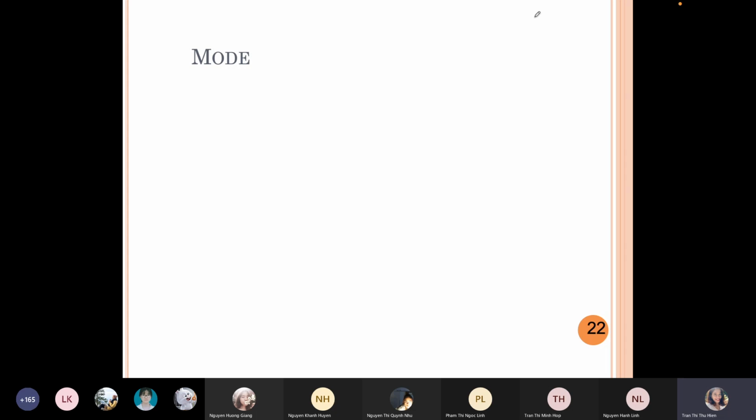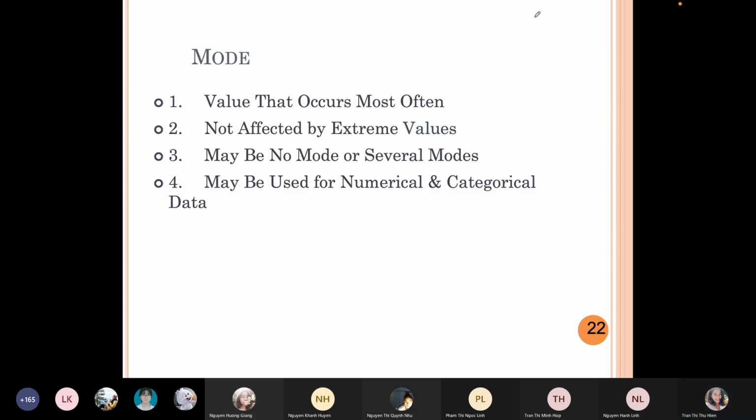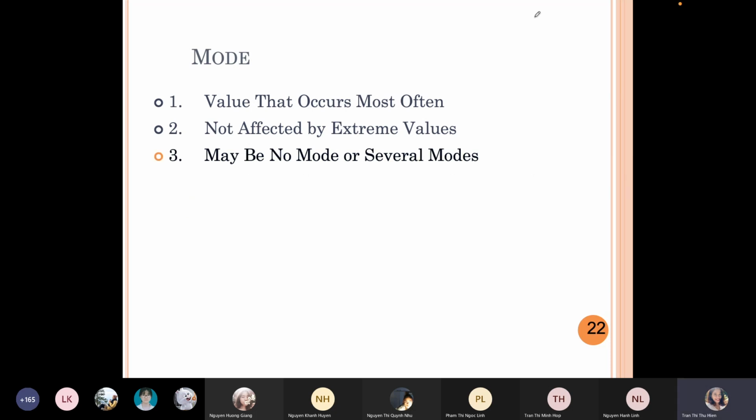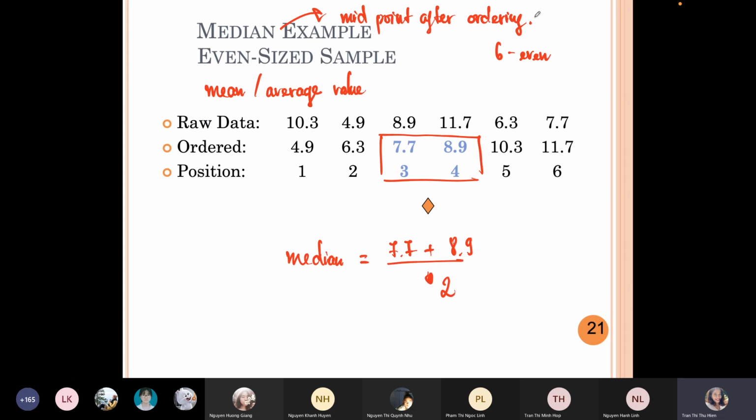Okay, next one, it is the mode. The third method of location. The mode is defined as follows: the value that occurs most often, not affected by extreme values. There may be no mode or several modes, and it may be used for numerical and categorical data. When you look back at the mean and the median, they are just for quantitative data. You can find the median and mean for quantitative data.